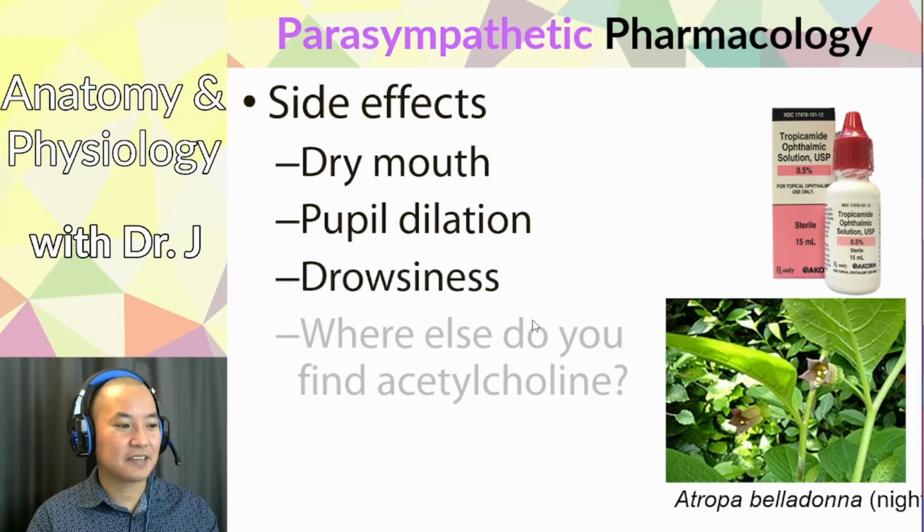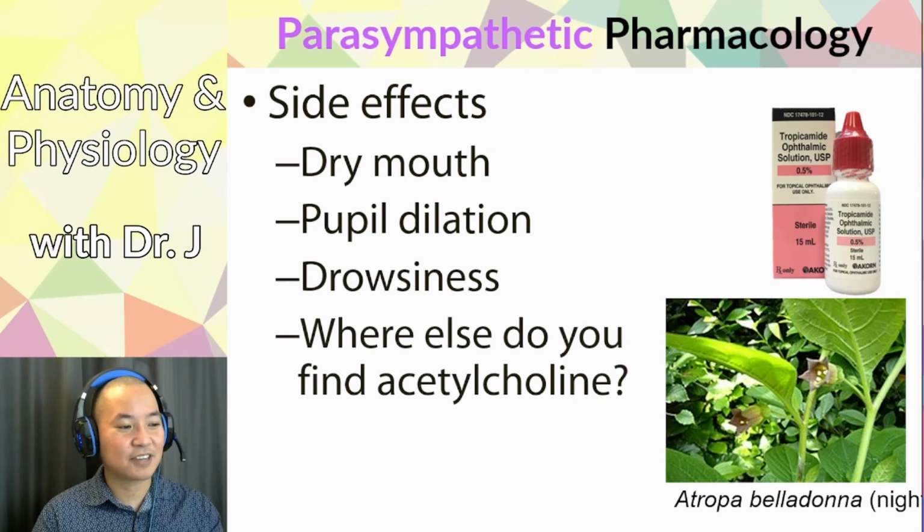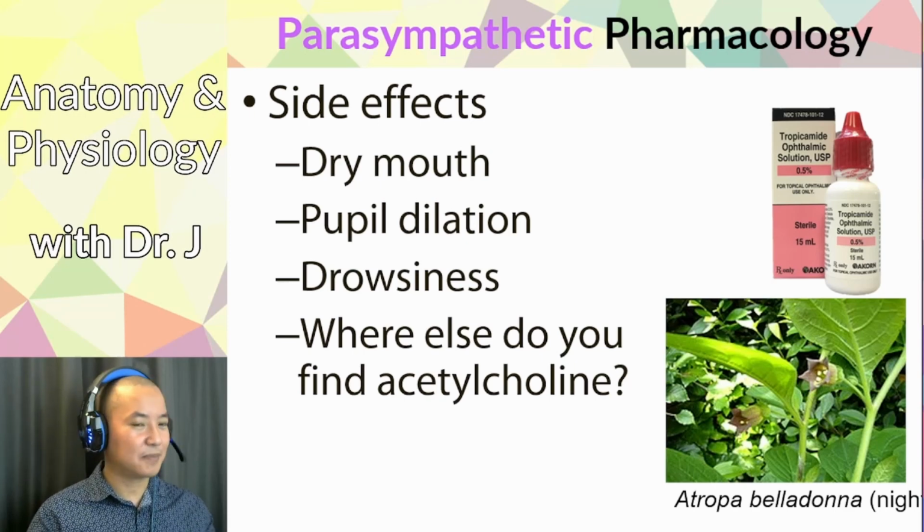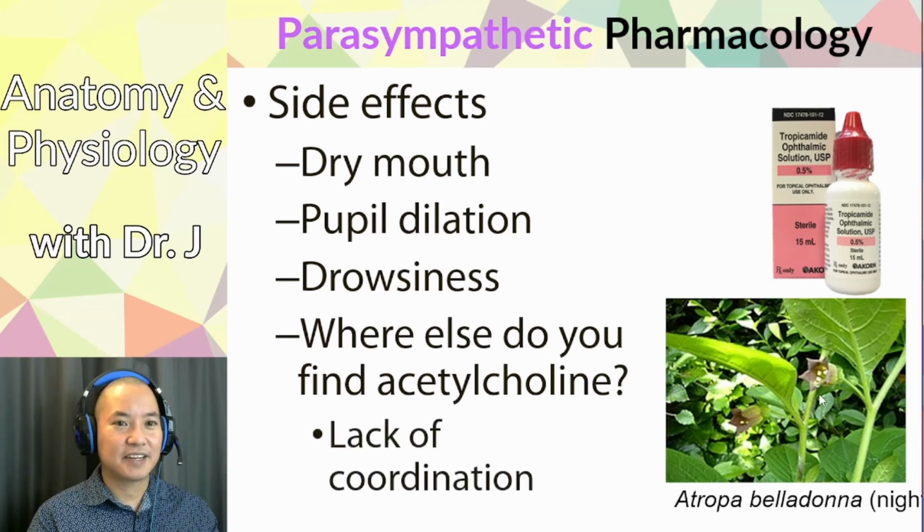And drowsiness as well. And why is that? Well, drowsiness is a common side effect of anticholinergics. But where else do you find acetylcholine? Yeah, you find it in the parasympathetic nervous system, but go all the way back to Unit 2 and the neuromuscular junction. What's the neurotransmitter at the neuromuscular junction? Acetylcholine, right? So if you're blocking acetylcholine, this can affect neurotransmission of acetylcholine up here in the brain, but also in your muscles. So this is why a common side effect of anticholinergics is lack of coordination. You're affecting the brain, and you're affecting neurotransmission to skeletal muscles.